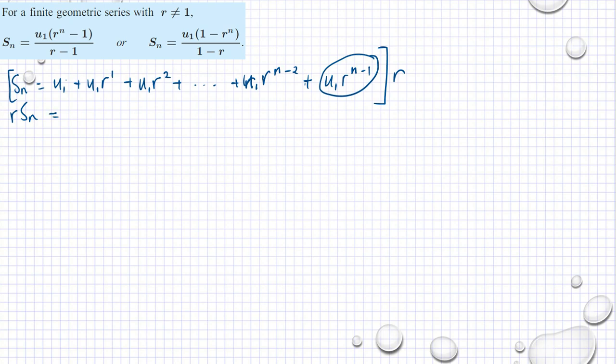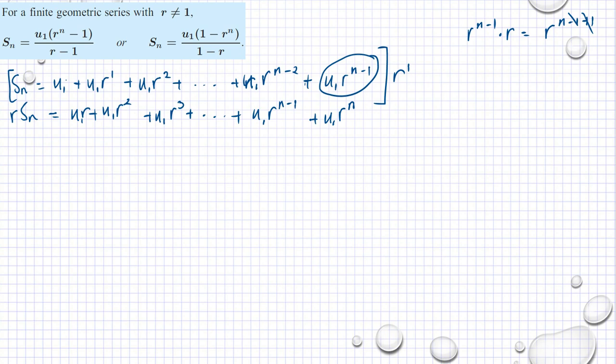And I have now u sub 1 multiplied by r plus u sub 1 r squared plus u sub 1 r raised to 3 plus u sub 1 r raised to n minus 1 plus u sub 1 r raised to n, because r raised to n minus 1 times r is equal to r raised to n minus 1 plus 1. That's why it is n.